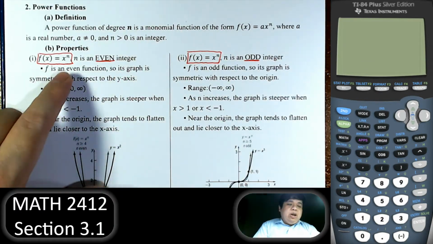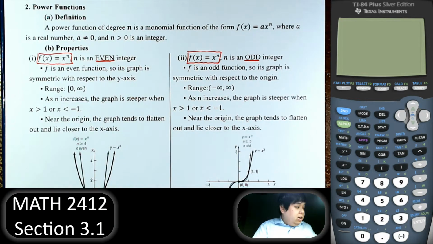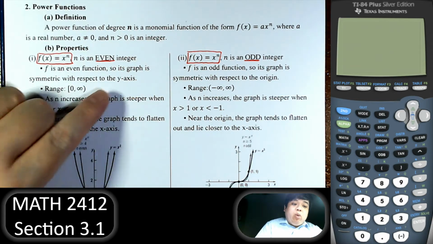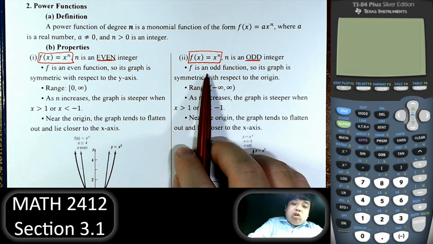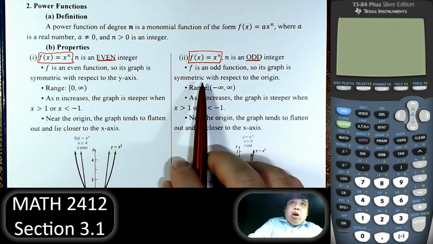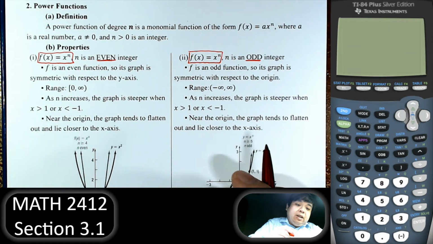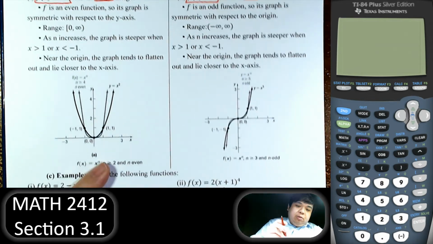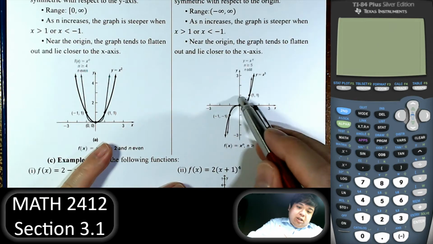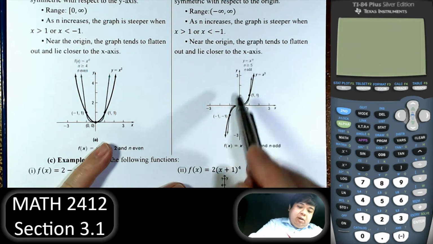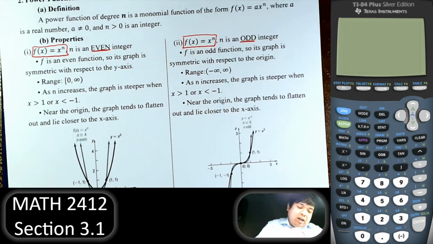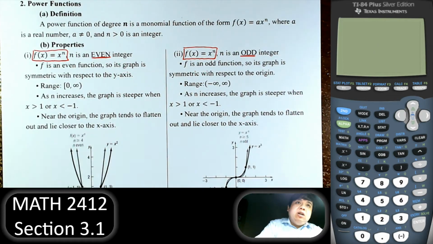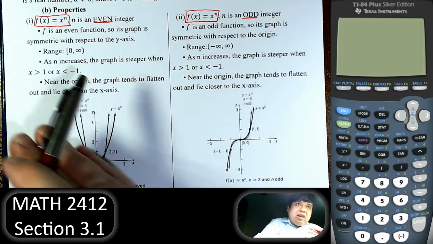Of course, for x to the n, if n is even, then it is an even function, and the graph is symmetric with respect to the y-axis. If n is odd, it is an odd function, and the graph is symmetric with respect to the origin. So the graph of an odd function is like this, one up, one down. It could be the other way around, but it should be like that. An even function will be symmetric about the y-axis.